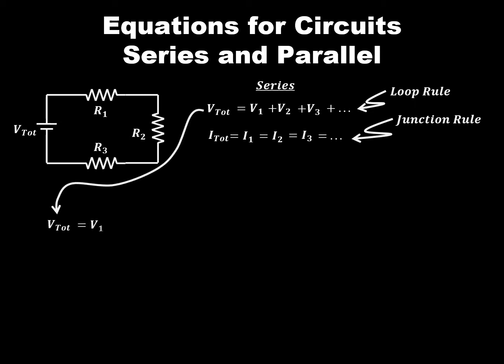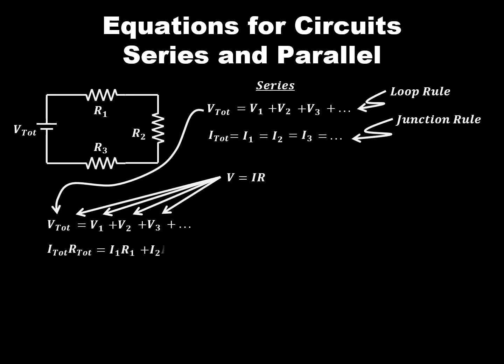Now we're going to take our voltage equation, and that's going to be total voltage equals voltage 1 plus voltage 2 plus voltage 3. And we know that voltage is going to be equal to current times resistance, and we're going to plug that in for each one of these. So the total voltage is going to be equal to the total current times the total resistance, while voltage 1 is going to be equal to current 1 times resistance 1. Voltage 2 is current 2 times resistance 2, and so on.